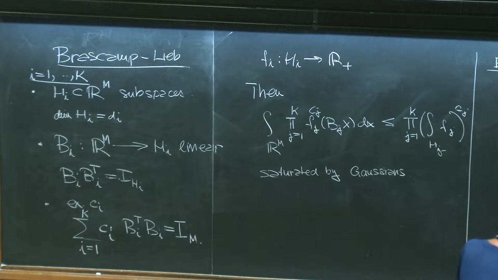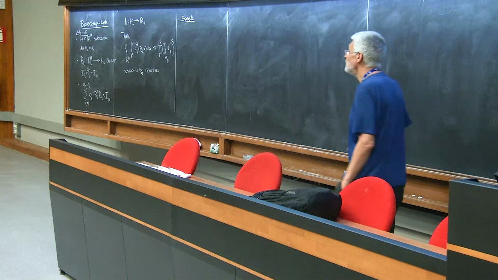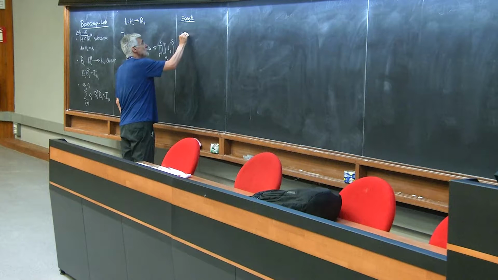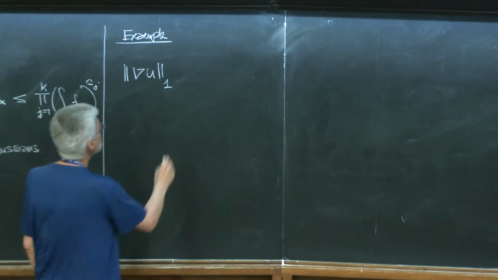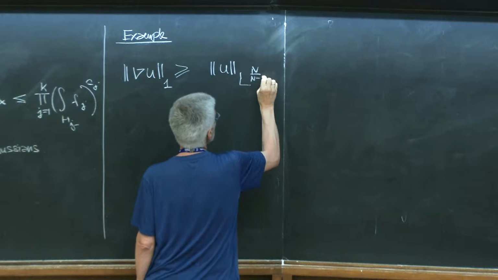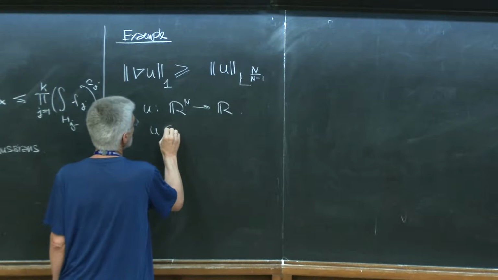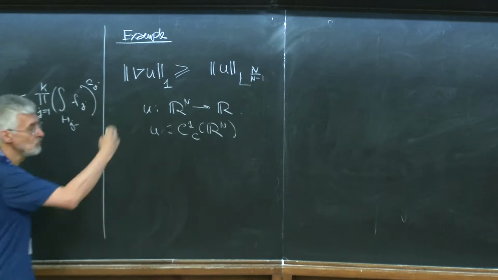So let me make an example where I think most of you have used this inequality implicitly at some point in the proof of the Sobolev inequality, right? So let's make an elementary example. Sobolev's inequality says the L1 norm of the gradient is greater or equal to some constant times the L^(n/(n-1)) norm of u, where u is a function from Rn into the reals. And I choose u to be C1, say, with compact support, so that all the computations which I do now are fine, right?